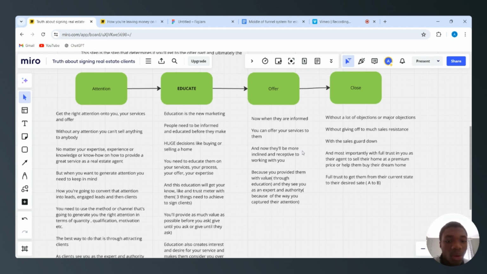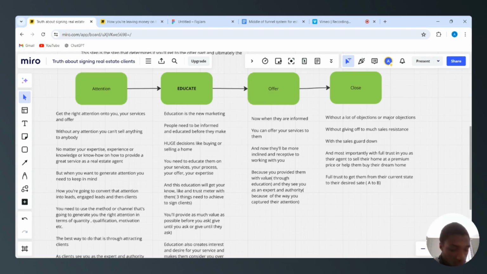Alright, so now when you've offered your offer, right, or even better, when they've offered themselves to you, right, without a lot of objections or major objections, without giving off too much sales resistance, with their sales guard down, right, and most importantly, with full trust in you as their agent to sell their home at the premium price or help them buy their dream home. Full trust to get them from their current state to their desired state, from A to B.